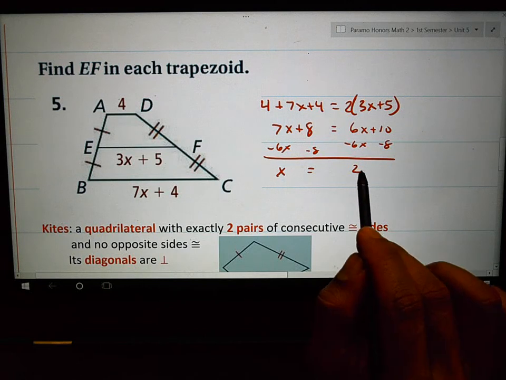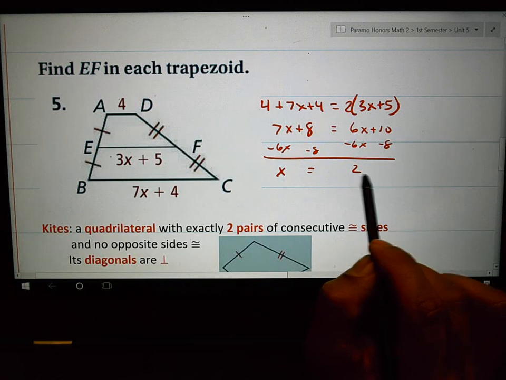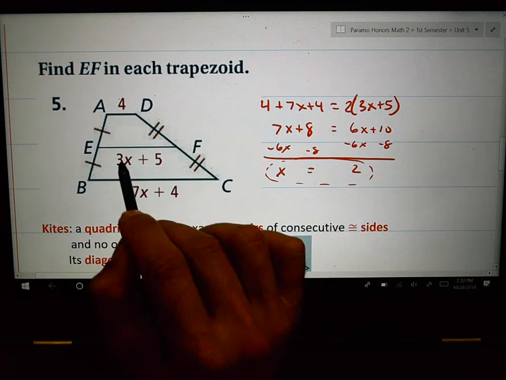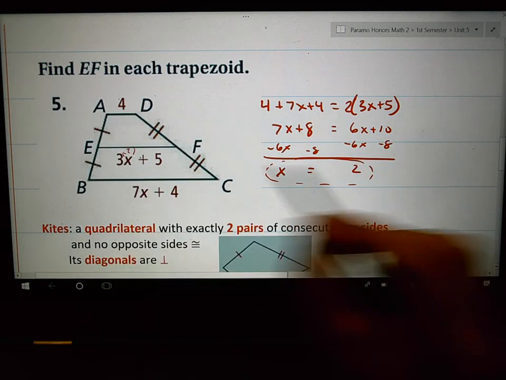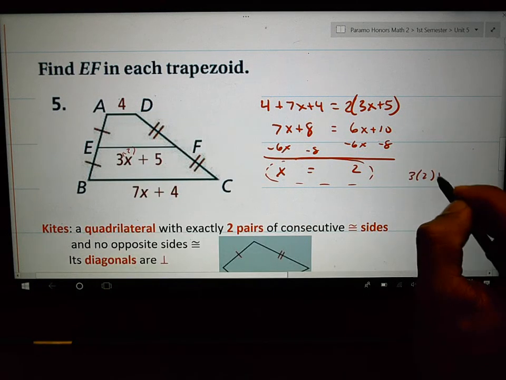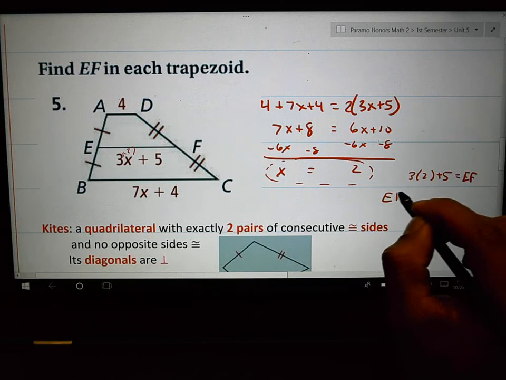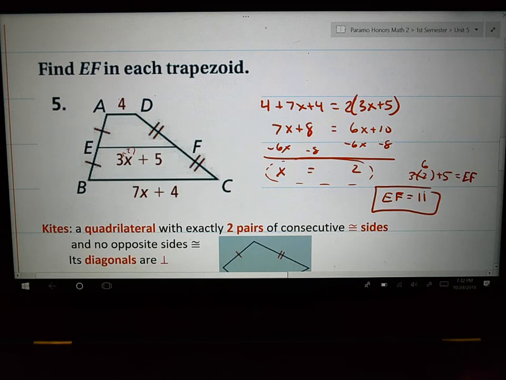Is that what they asked for? Find EF. EF is right here. They are not asking for this. They want you to plug it back in. And since you're honor students, you're going to read the question again and then go 3 times 2 plus 5. 3 times 2 plus 5 is equal to EF. So EF is equal to 6 plus 5, which is 11. There's our answer.